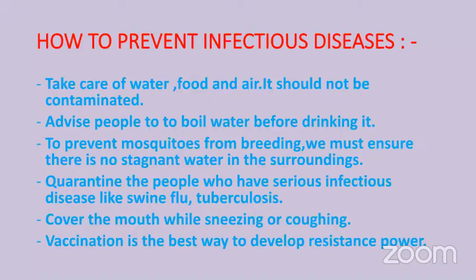And the last one is vaccination. Vaccination is the best way to develop resistance power. It will improve your resistance power. So even if germs have entered your body, your RBC will fight against those germs and you will not suffer from that disease. That's why your immunity, your internal power, should be strong.